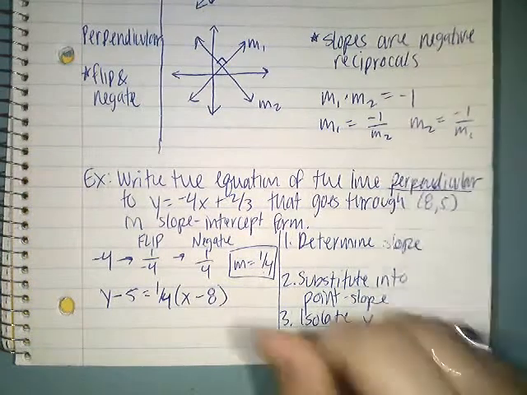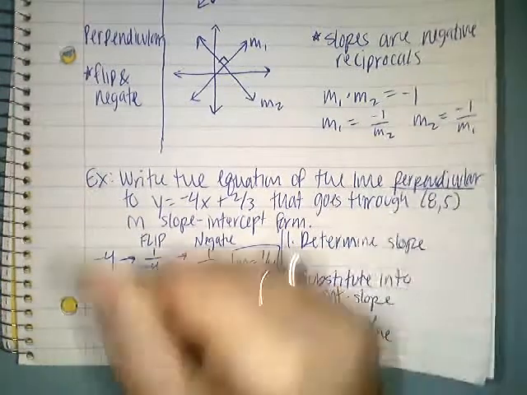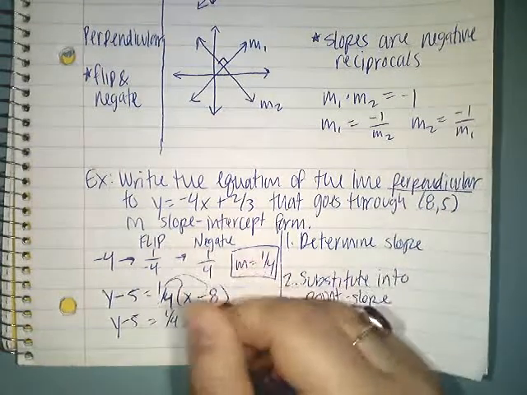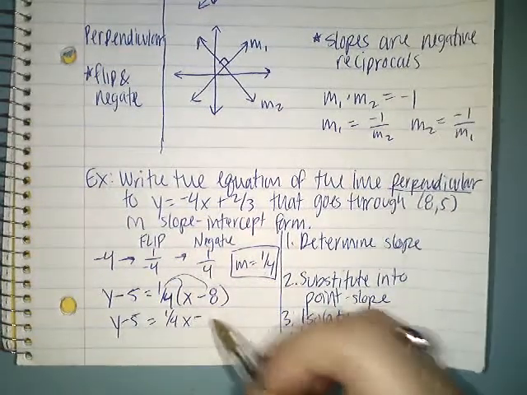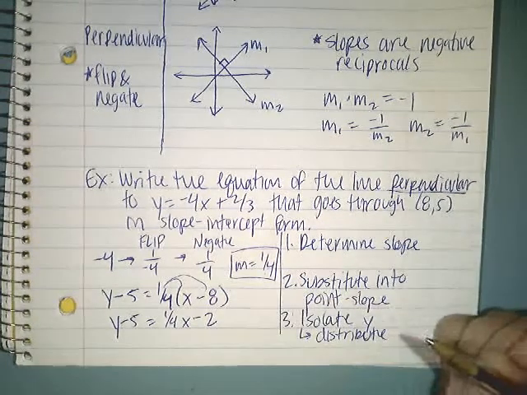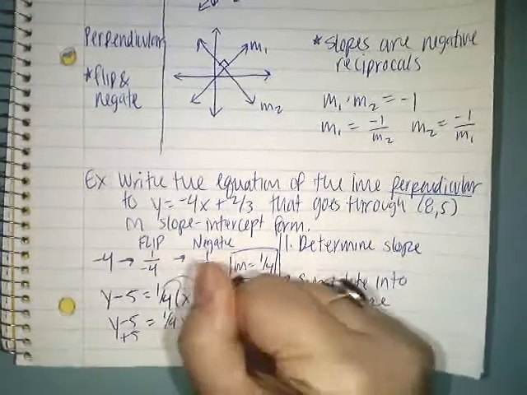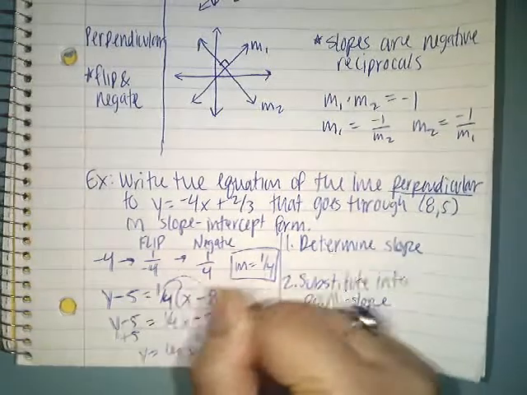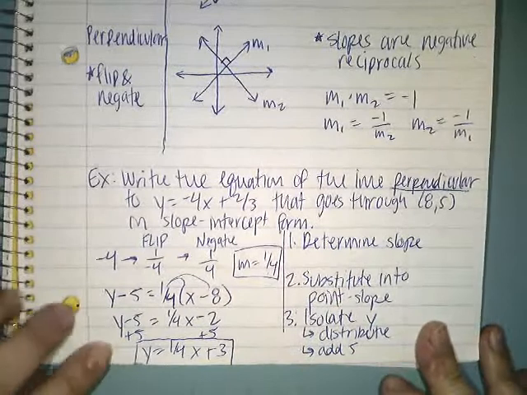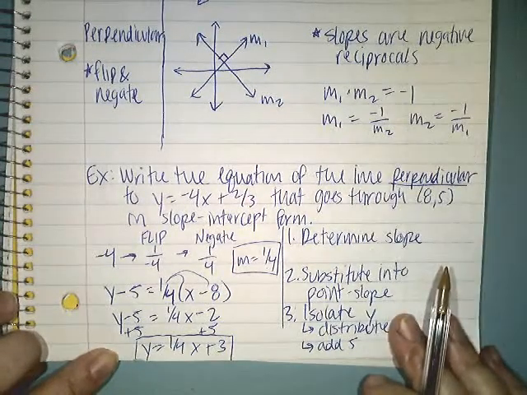And I'm going to do that by distributing. So I distribute 1/4 in, and I get y minus 5 equals 1/4 x minus 8 times 1/4, which is the same as 8 over 4, which is -2. So -8 times 1/4 is -2. And then I'm going to add 5 to both sides. And I get y equals 1/4 x plus 3, and that is slope-intercept form, so I'm all set. So the perpendicular line to this that goes through this point would be y equals 1/4 x plus 3.